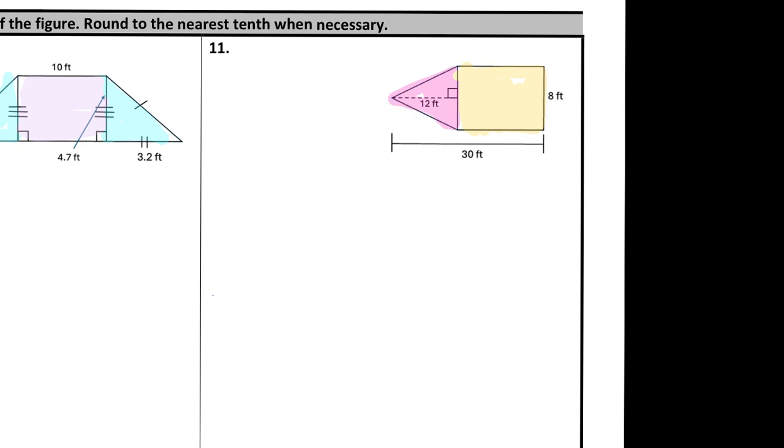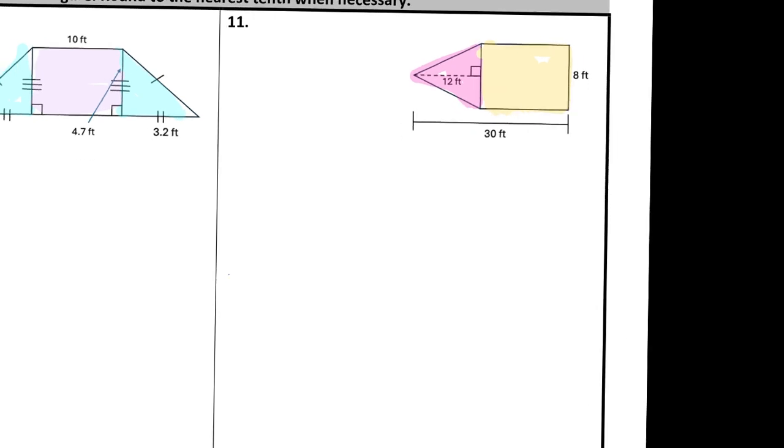Notice from here to here is 12 feet. From here all the way to here is 30. This is 8. Make sure you're thinking about how do I figure out the length from here to here.